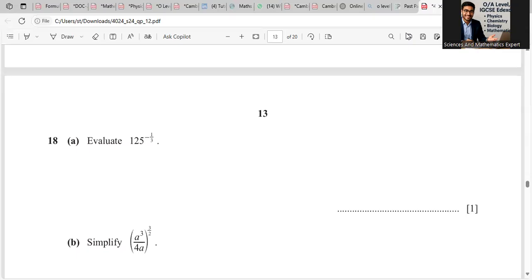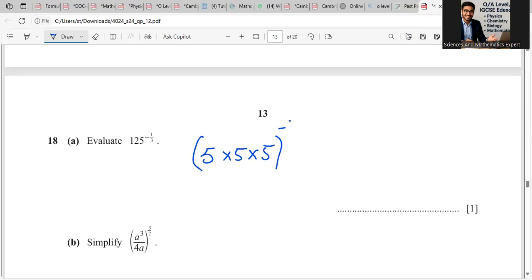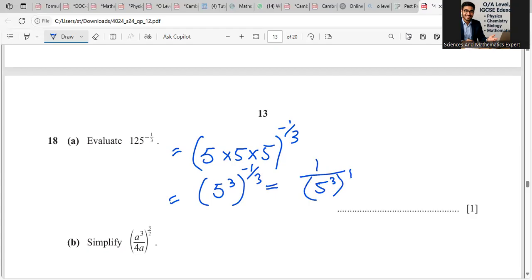After that, he is saying go and simplify this one. Okay, this is a simple indices question. So I am taking here 5 multiplied by 5 multiplied by 5 is my 125. So I am saying it is having the power minus 1 by 3. So I am getting 5 power 3 with power minus 1 by 3. First make the power positive. So 1 over 5 power 3 with power 1 by 3. The 3s cancel out and you will get the answer 1 by 5.